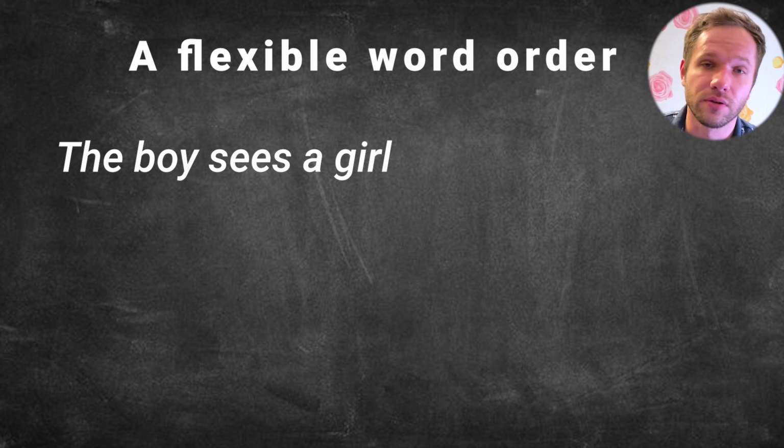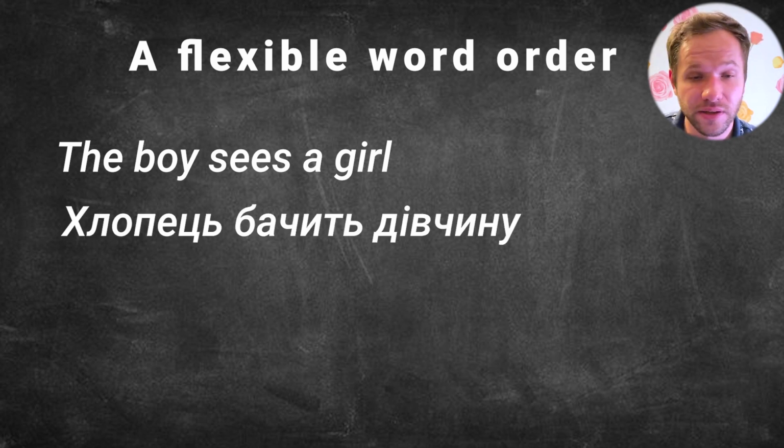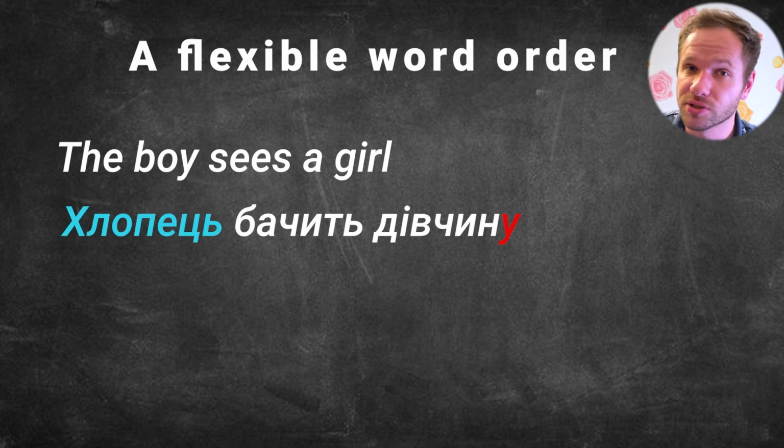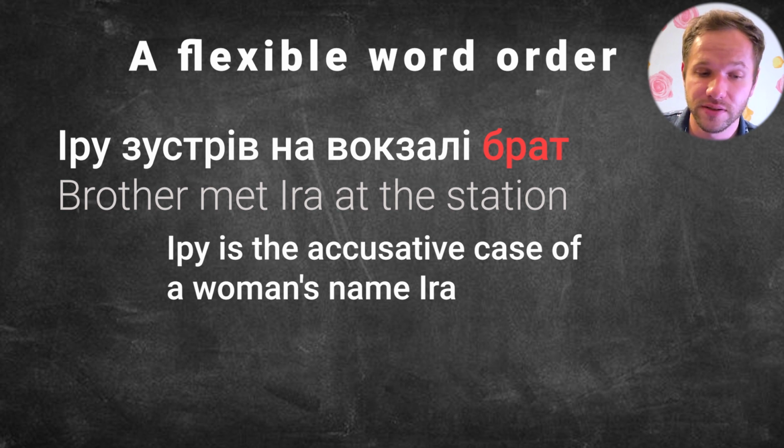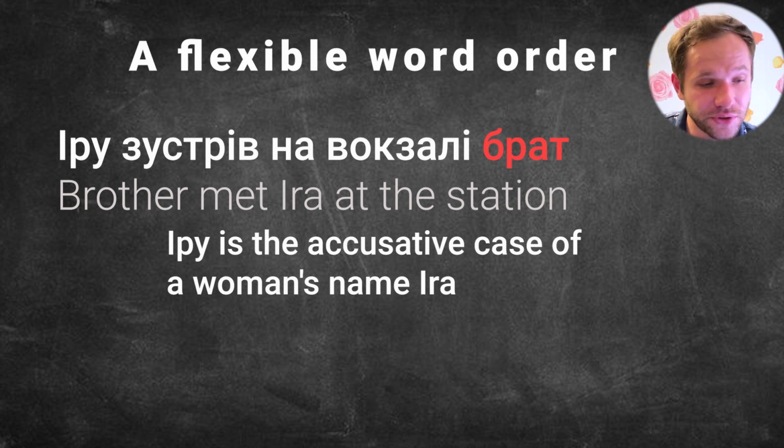A flexible word order could make things pretty confusing in a sentence like "the boy sees a girl." This is where case endings play an important role. Remember that the subject will always be in the nominative case. So if you hear "Іру зустрів на вокзалі брат", you will easily understand that Iru is the accusative case of a woman's name Ira, and therefore she is not the subject of the sentence. It was the brother who met Ira at the train station, although the subject word brat comes only at the very end of the sentence, right? Іру зустрів на вокзалі брат.